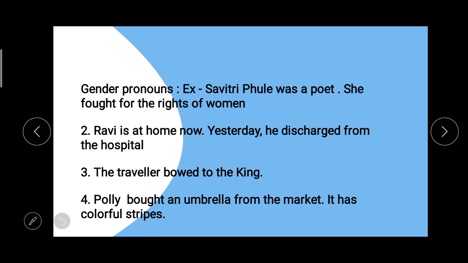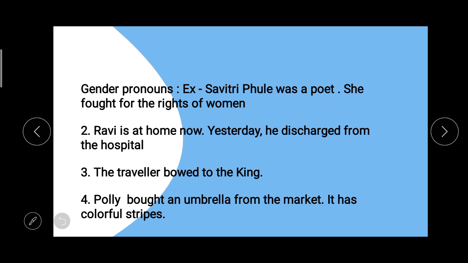You can see in the first example, the pronoun she refers to a woman, right? In number 2, the pronoun he is referring to a boy. Number 3, here we have got a noun, that is traveler. So what do you think, is the traveler male or female? We are not sure, right? Okay, let me tell you later on. Number 4, here the pronoun is it, and it is signifying an umbrella.